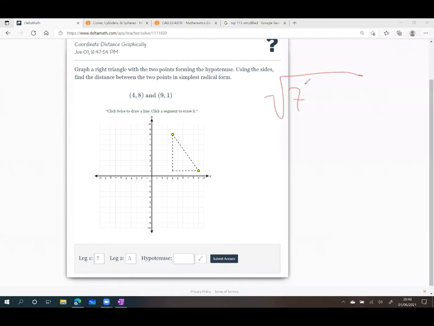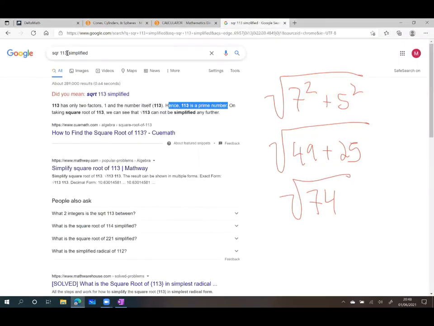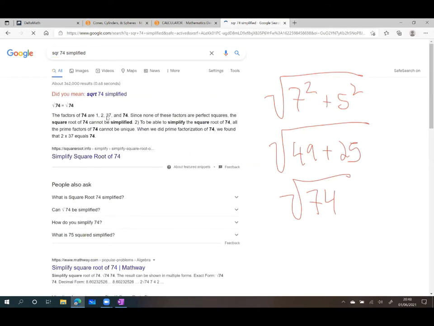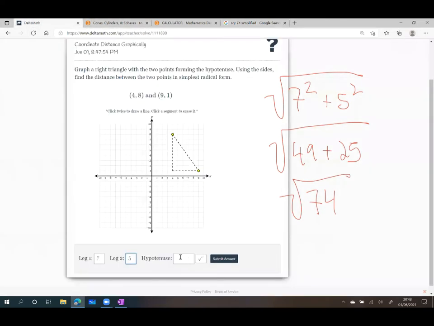So 7 squared plus 5 squared, well, square root of 49 plus 25, that's going to be the square root of 74. So now the square root of 74, that is very likely to be simplified. You can always do it by the square root or just type in the following, square root of 74, and look what it is. The square root of 74 cannot be simplified anymore. So we just have to type in the square root of 74.